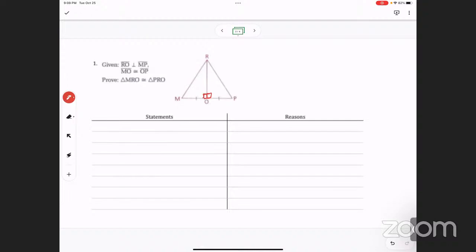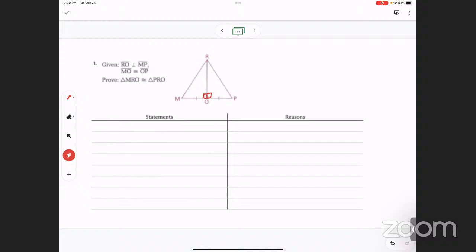And then we can state that those are equal to each other, right? Yeah, because all right angles are equal. I think that's one of our properties. And so what do we have? We have a side, angle, and what else do I need?